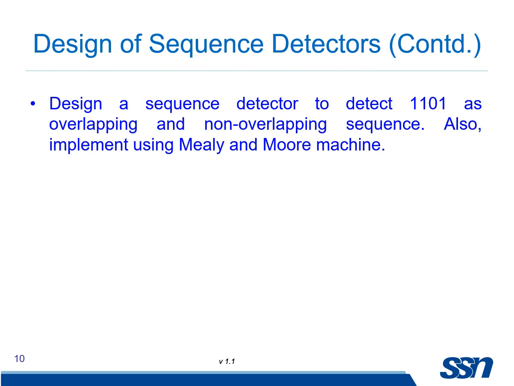Now here I have considered the design of a sequence detector to detect 1101 as overlapping and non-overlapping sequences, and we shall also implement it using Mealy and Moore machines so that all the examples can be seen together. So first let us consider the Mealy machine and non-overlapping sequence.